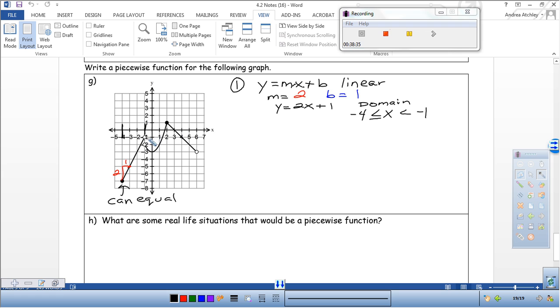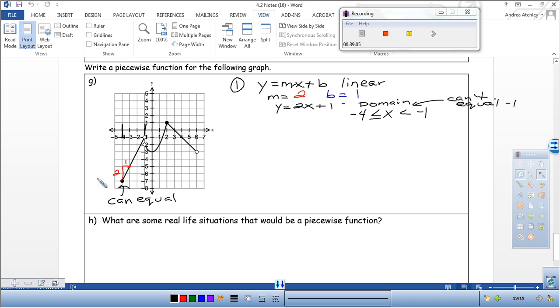Then we look at the -1. At the -1, can that equal it? No, it cannot, because it's an open circle. So you don't put a line underneath it. You just leave it as a less than sign. This one right here can't equal -1. So that's how I know it's the less than sign.